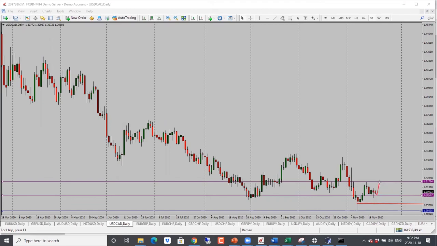If it doesn't go through, then we're looking for a move back into the range here and potentially towards the middle and the top parts of the range. So neutral bias here for dollar CAD.